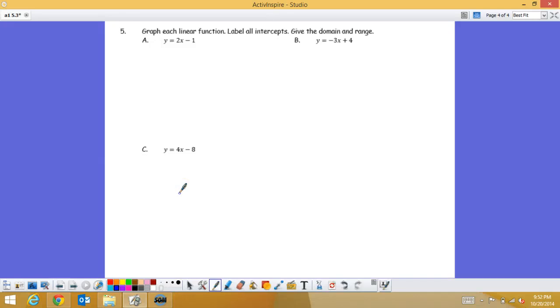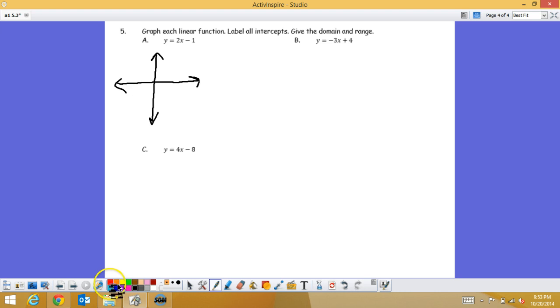And finally for today, we're going to graph these linear functions that are given to us in slope-intercept form. And we're going to talk about how to find both the y-intercept and the x-intercepts. So what we are going to do first is draw our x and y axis. And I'm not going to give you coordinate grids for these. I'm going to expect you just to label the x and the y-intercepts.